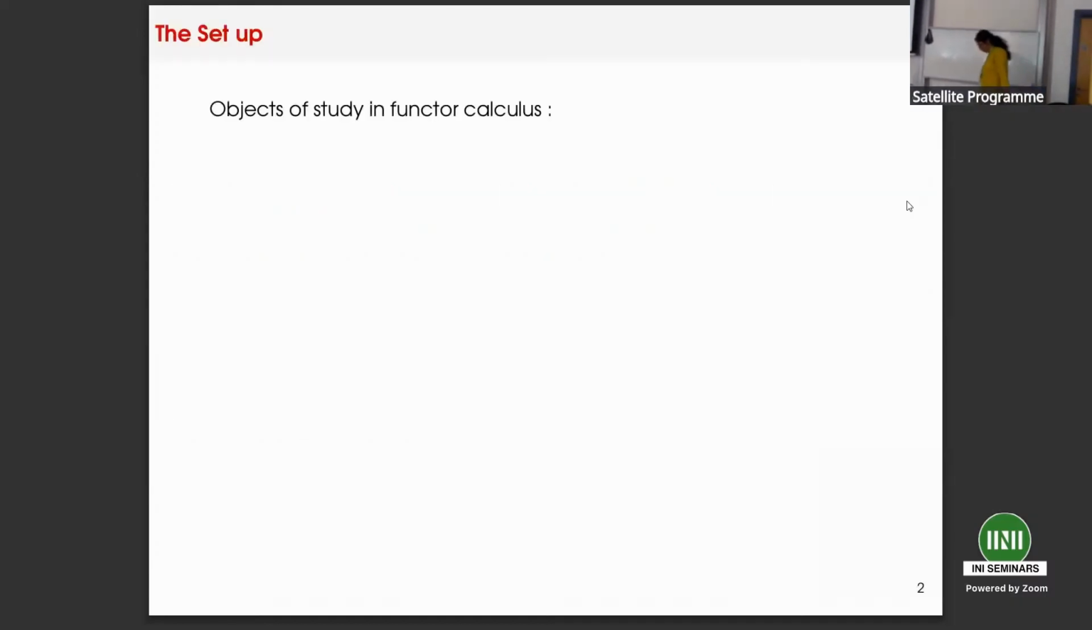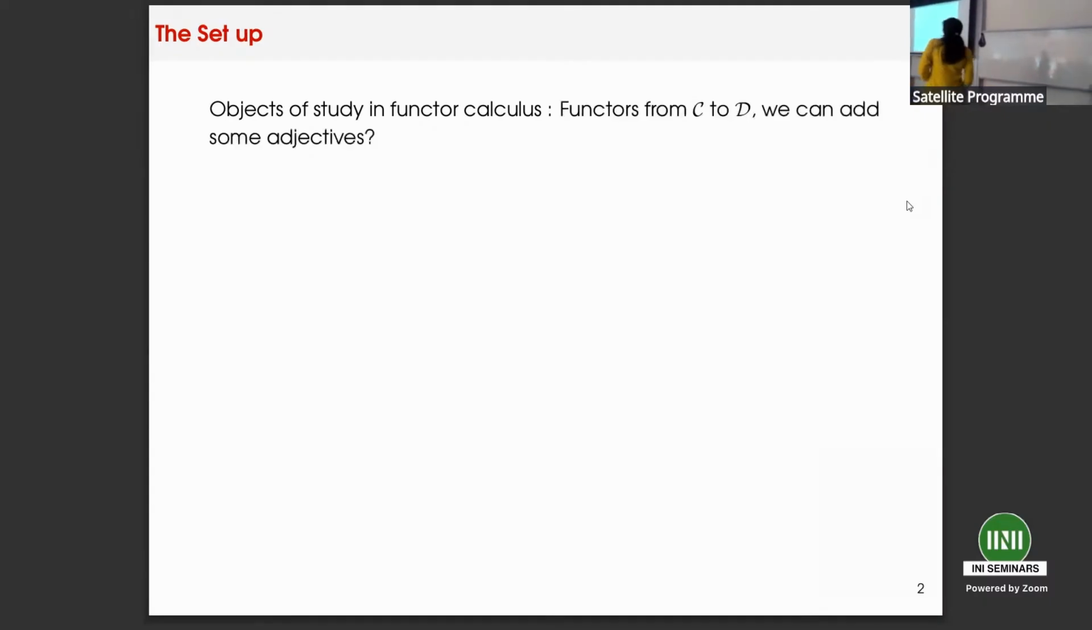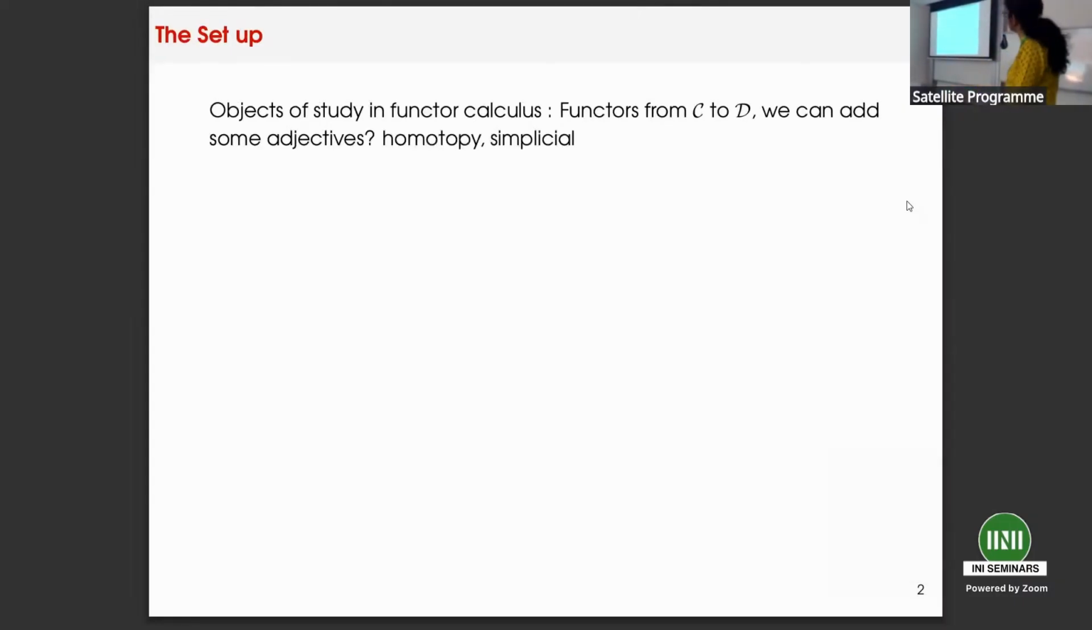I should start with the disclaimer: all the questions about functor calculus should be directed elsewhere. But I will be talking about doing model categories on calculus of functors. And so what are our objects of study? We want to think about functors from a category C to a category D. We can add some adjectives to this functor. Maybe we want it to be a homotopy functor, a simplicial functor, and so on.